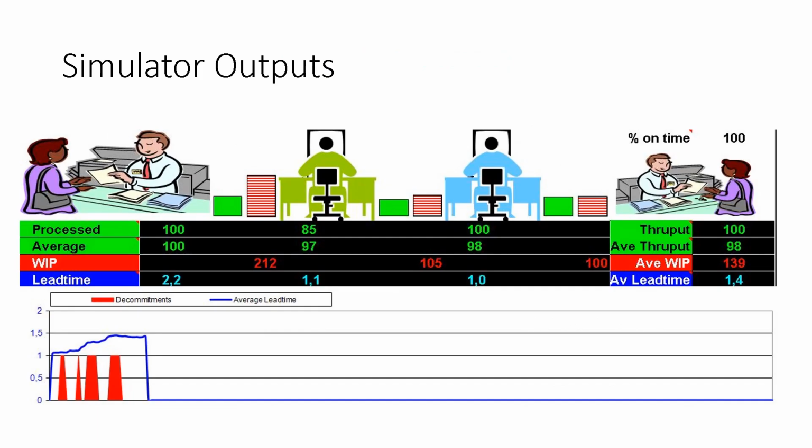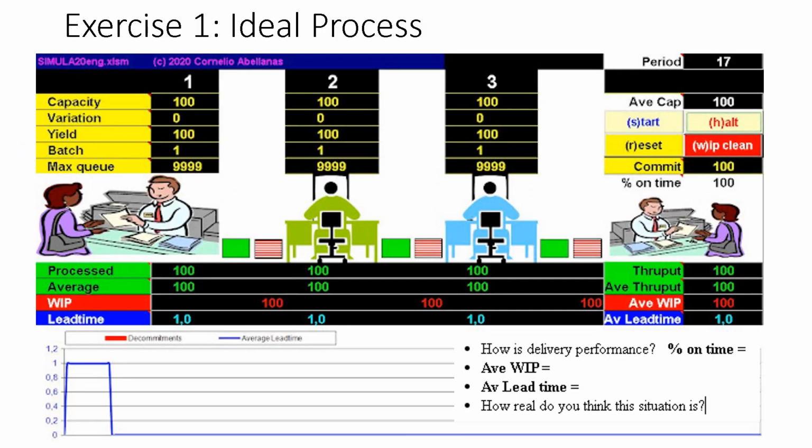In the bottom graph, you can see the evolution of total lead time, and in red, every time there is a commitment to the final customer. We are now going to run a number of exercises with the simulator. The first one will be the ideal process. So press Start just now to run the simulator with the default values.